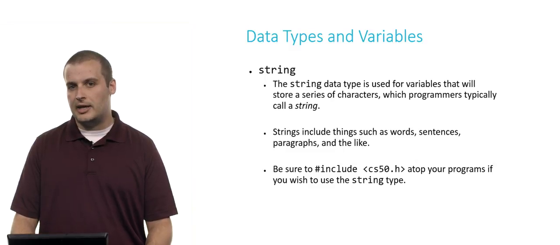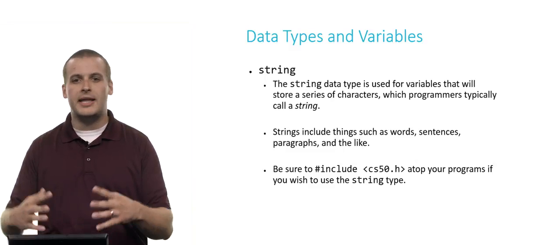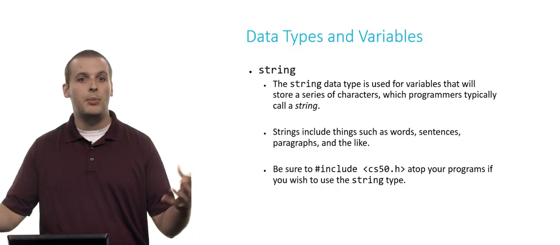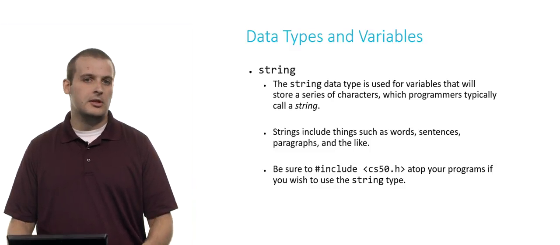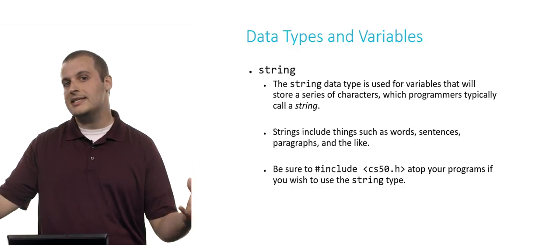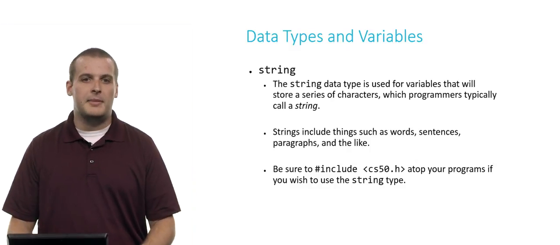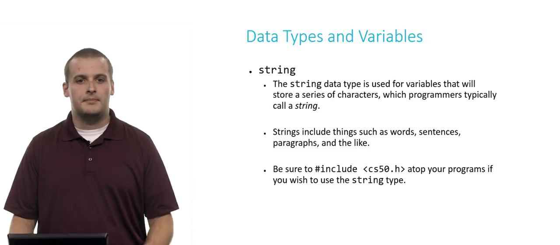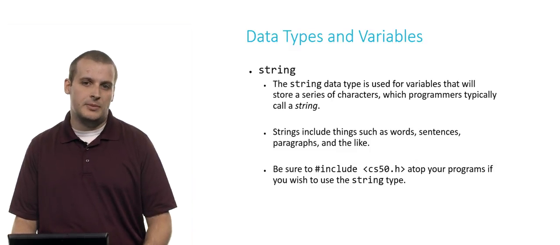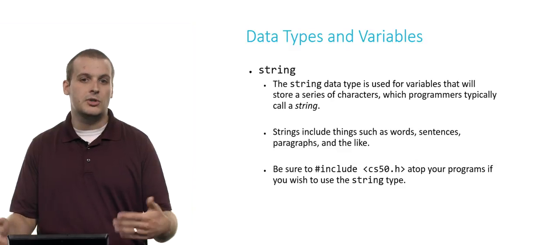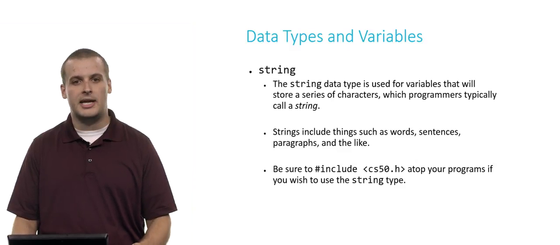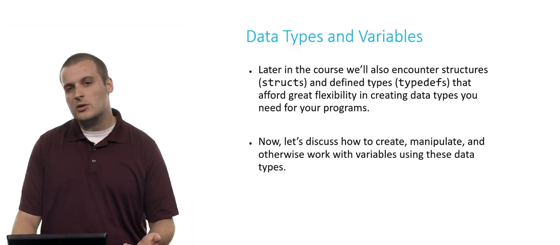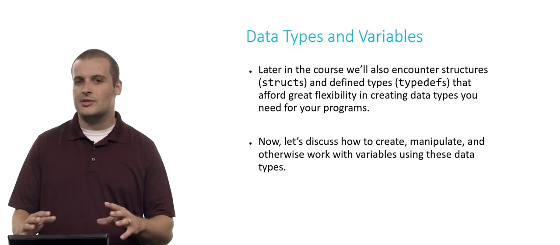The other major data type that we provide for you in the CS50 library is string. So what is a string? Strings are really just words. They're collections of characters. They're words, they're sentences, they're paragraphs. It might be whole books even. Very short to very long series of characters. If you need to use strings, for example, to store a word, just be sure to #include cs50.h at the beginning of your program so you can use the string type, and then you can create variables whose data type is string.